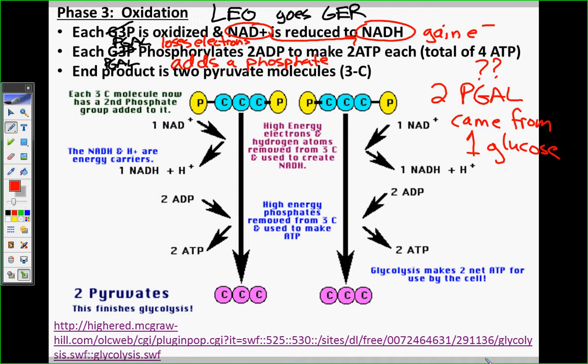All right, so 2 PGAL come from 1 glucose. Now we have 2 of them. See this? What do we call this? PGAL. So we have 2 of them. Each 3-carbon molecule now has a second phosphate. If it has a second phosphate, what does that mean? It's diphosphate.